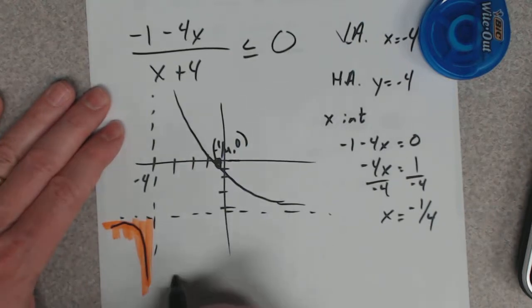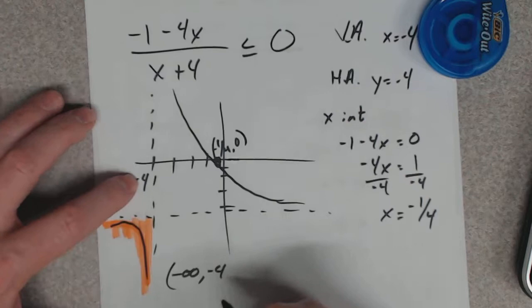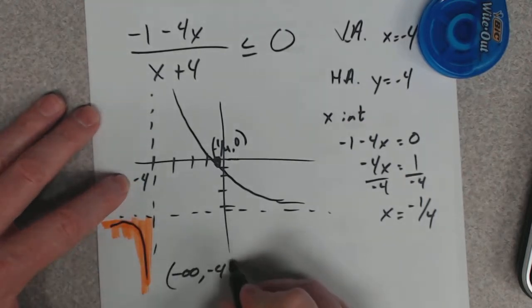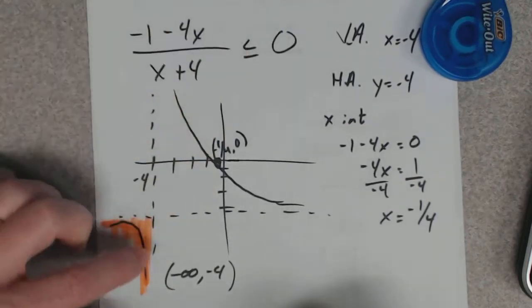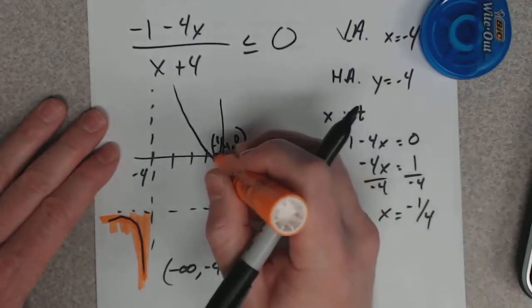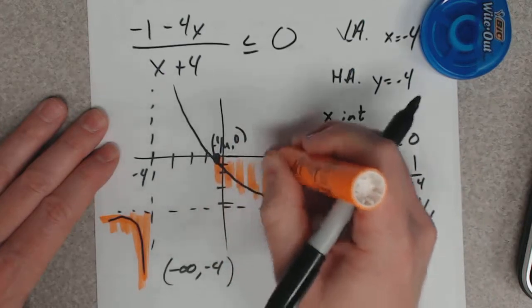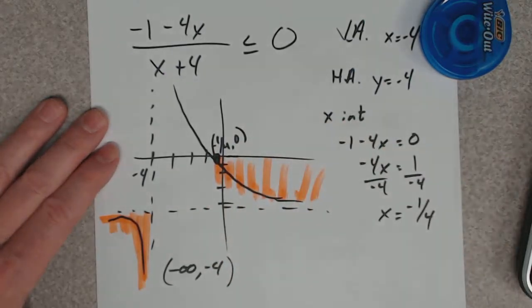So it's from -infinity to -4. Now you'd think you'd use a bracket here, but you do not bracket an asymptote. Parentheses. No matter what the inequality says, you always use parentheses at an asymptote. Below the x-axis again, all this piece here. It starts at -1/4, and it's going to go forever underneath the x-axis.